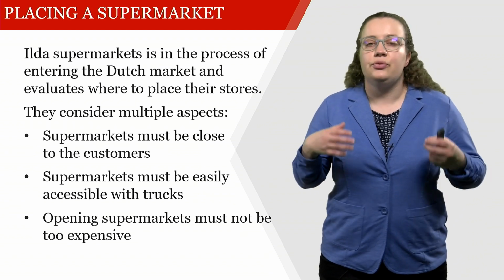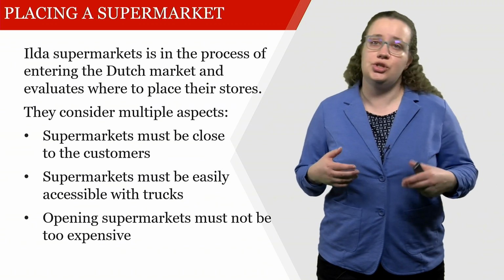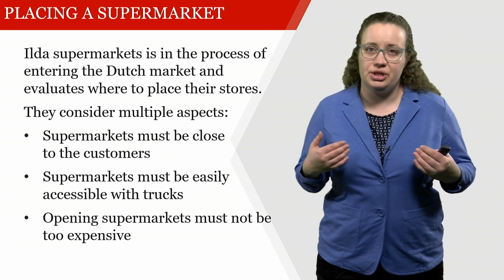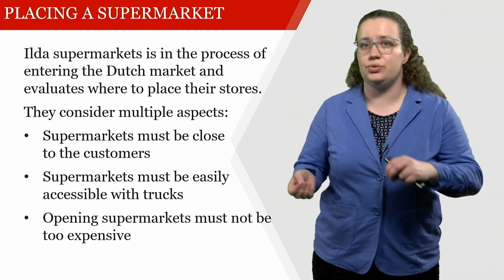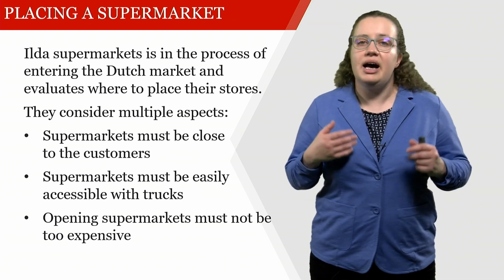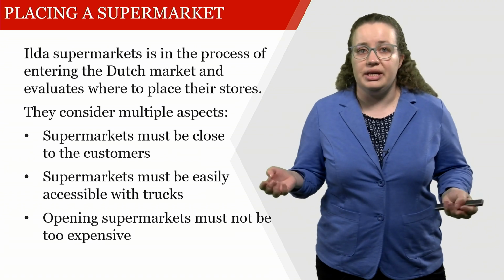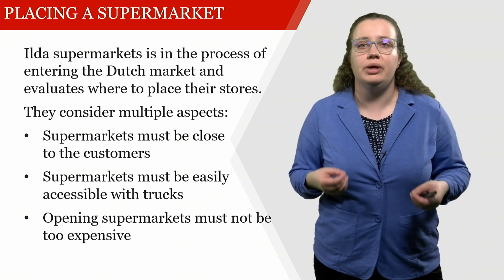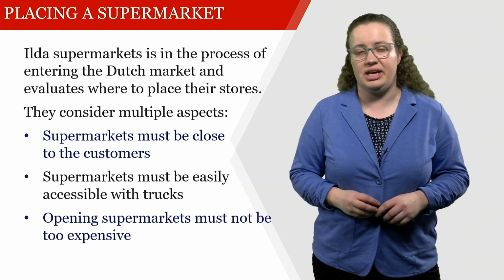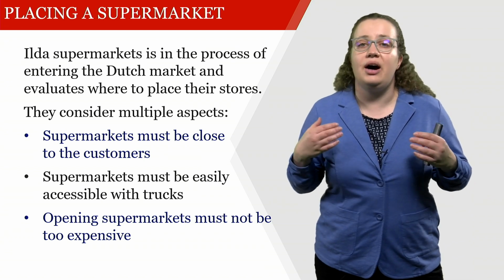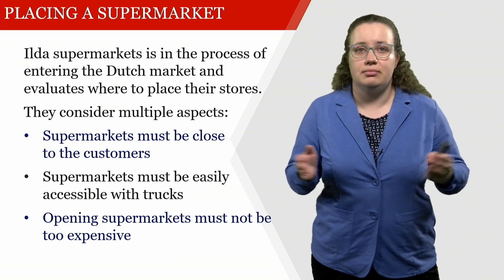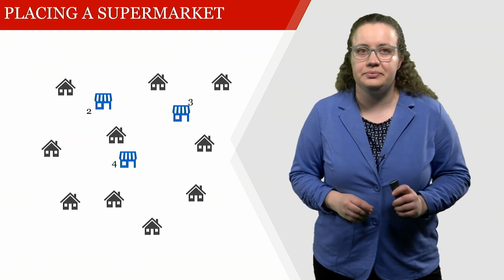For example, for each customer, the closest supermarket should not be too far away. Then, of course, since they somehow have to transport the goods from their distribution centers to the actual supermarkets, truck accessibility is an important aspect. And, of course, in the sum over everything, opening supermarkets must not be too expensive. So we're now going to look at the first and the third of these objectives, and we're going to look at how we can handle the trade-off between them. Because, of course, they're in some way conflicting.